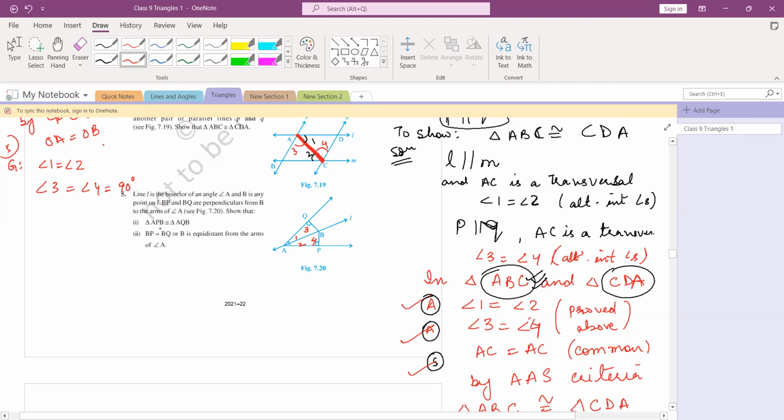We have to show that triangle ABP is congruent to this triangle. Okay, write this to show. So, solution.